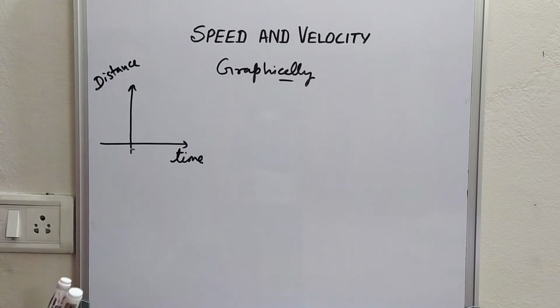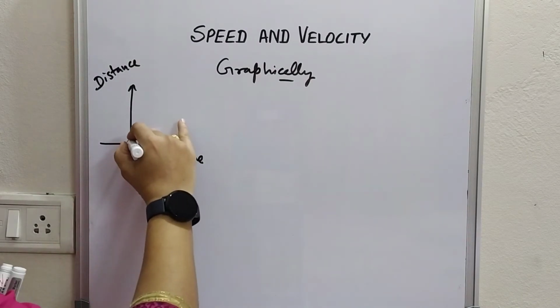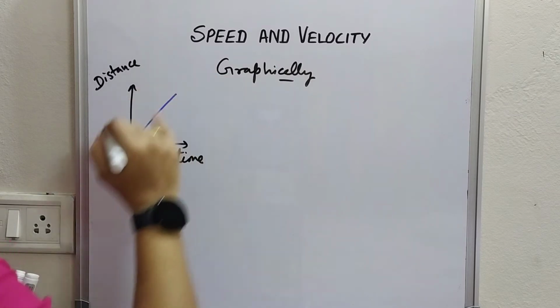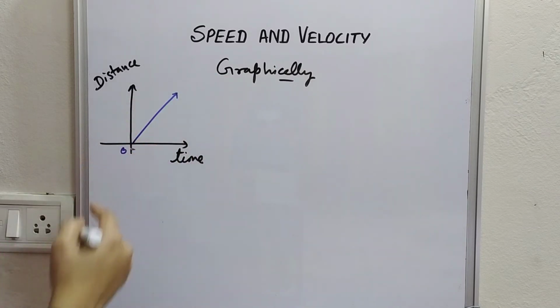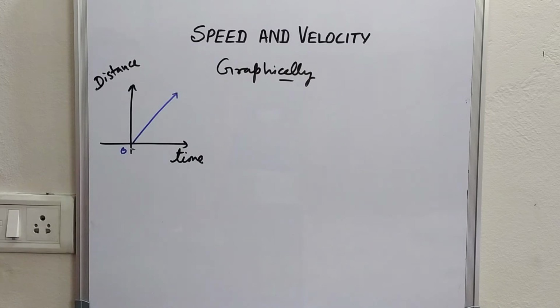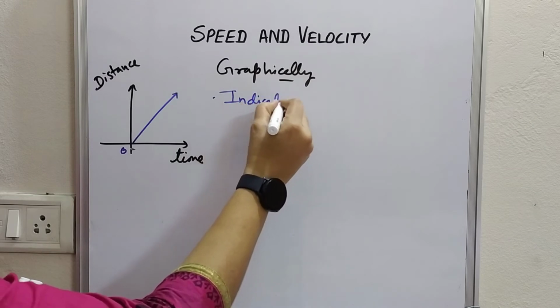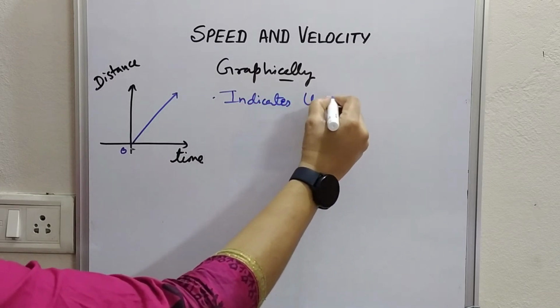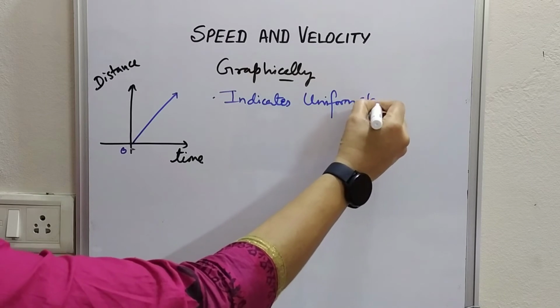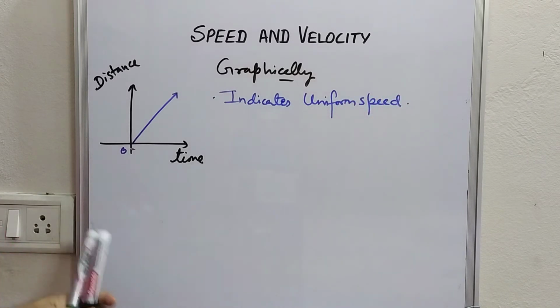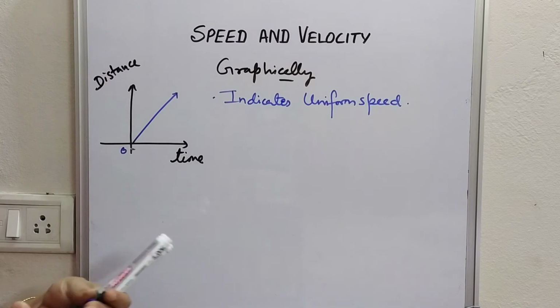If the graph for distance and time is a straight line starting from origin and the graph is neither parallel to x-axis nor parallel to y-axis, then such a graph indicates that the body has uniform speed, or we can generalize and say that the body has uniform motion. If the graph of distance versus time is a straight line, it means uniform motion.